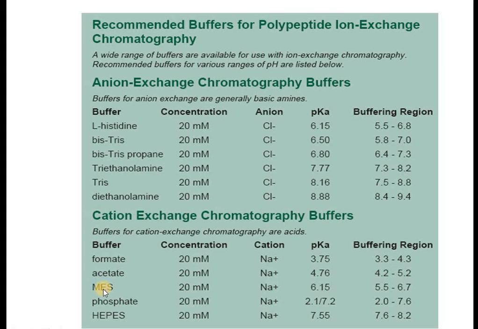These are also buffers of cation exchange chromatography, with their concentrations. The cations are all Na plus, and the pKa value increases step by step from formate to HEPES. The buffering region also increases in this order.